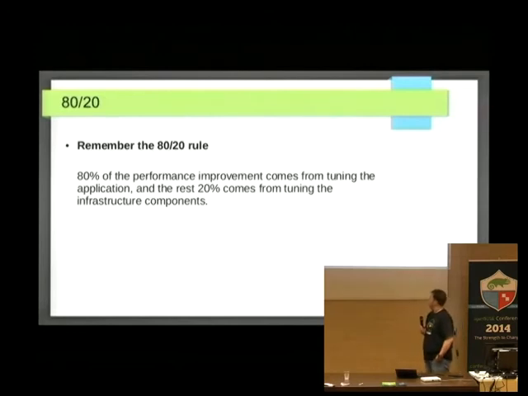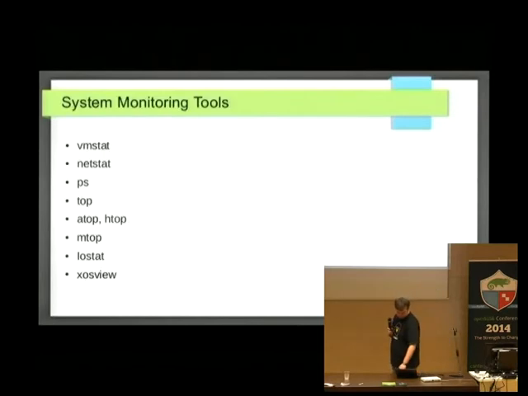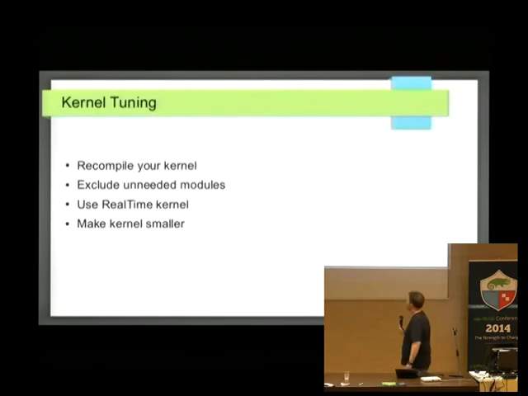That means 80% of the performance improvement comes from tuning the application, and the remaining 20% comes from tuning the infrastructure components. Which are the best system monitoring tools? You know all these tools: vmstat, netstat, pstop, atop, htop, mtop, iostat, and xosview. Nothing specific. Then kernel tuning.